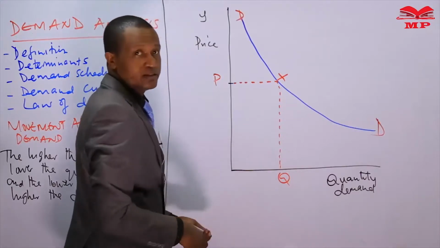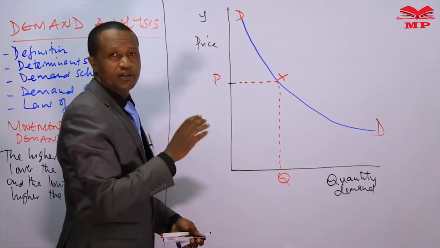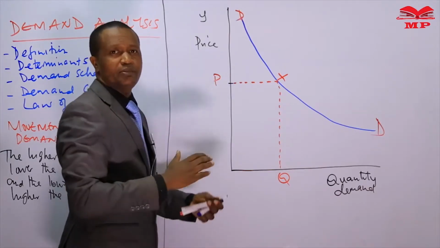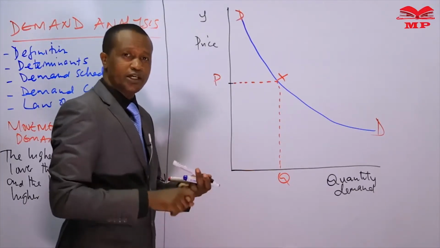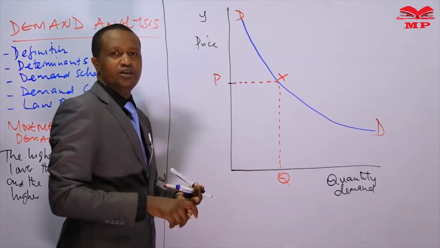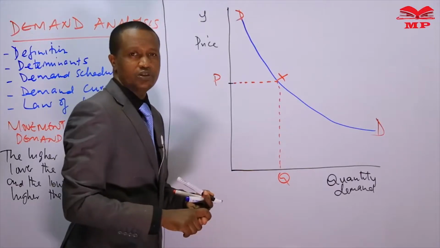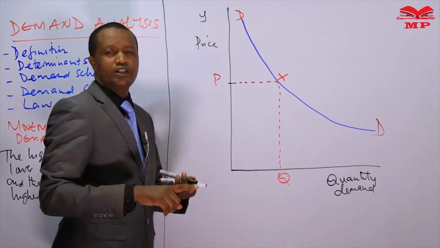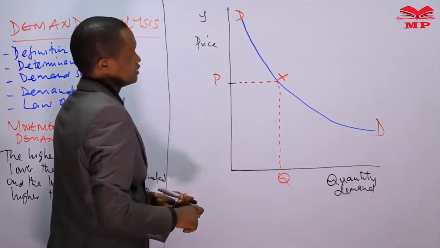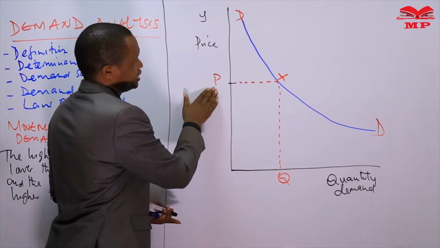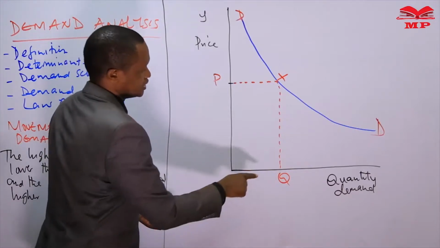Remember in our discussion of the determinants of demand, we say that there are many factors that determine the goods that may be demanded. One of which is price. Number two, we mentioned government policy. We mentioned the income of individuals. We mentioned the price of related products, and so on and so forth. But we are talking about when the price is at P, then the quantity demanded will be at Q.